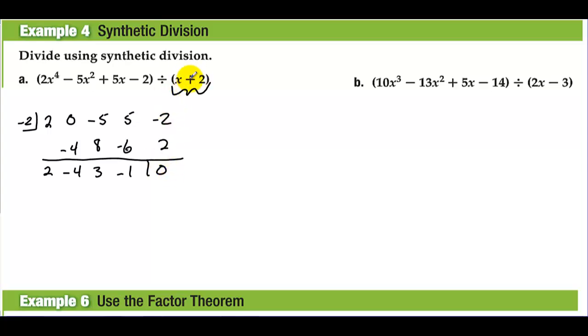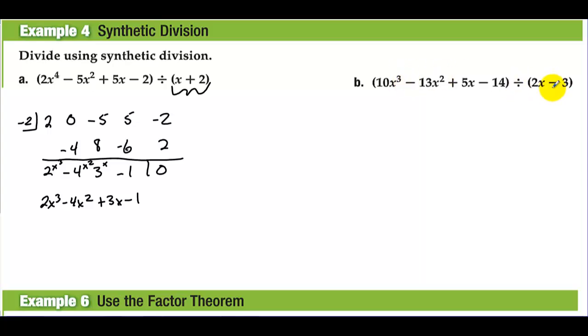Now, since the remainder is 0, x plus 2 is a factor of the original. Now, the answer is 2x to the third minus 4x squared plus 3x minus 1. So this is the constant. Then this is the x squared, and this is the x to the third.